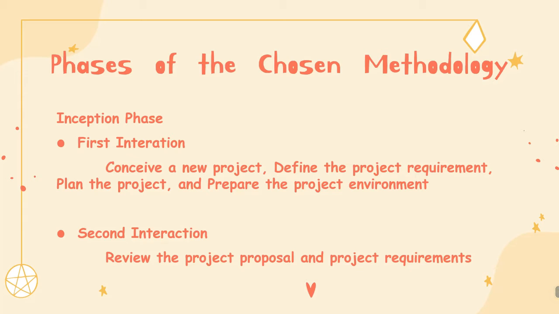For the first iteration, it consists of conceive a new project, define the project requirement, plan the project, and prepare the project environment. The second iteration is about the review. In these iterations, project proposal and the project requirements must be reviewed before starting the elaboration phase.